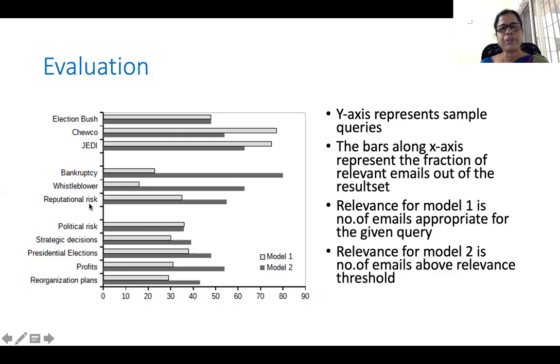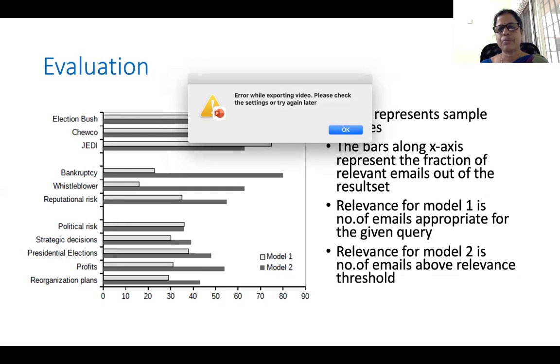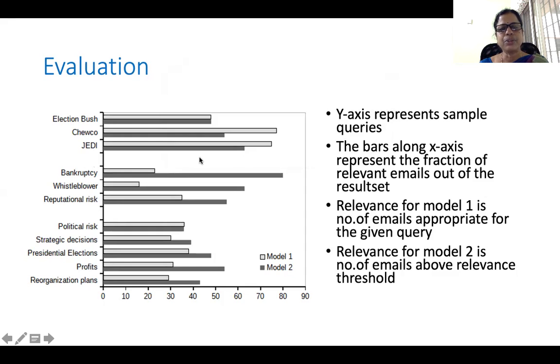We have done this evaluation of the tool on the Enron database. Bankruptcy, whistleblower, and reputational risk are 3 important items that are useful for the Enron data set.